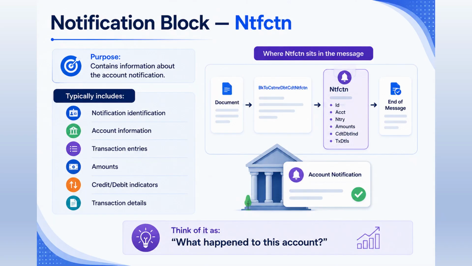Next, we have the Ntfctn, or notification block. This is where the actual account notification information is organized. It can contain the notification identification, account information, transaction entries, amounts, credit or debit indicators, and transaction details. A simple way to think about Ntfctn is, what happened to this account? It provides the context needed to understand the account activity being reported.